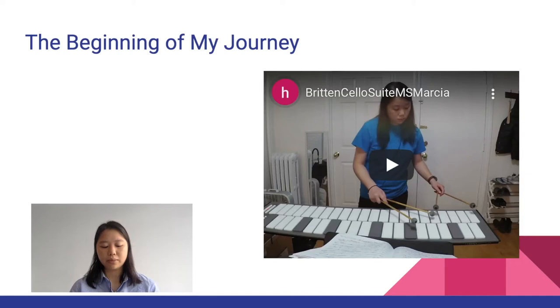The next excerpt is taken from the fourth movement, Marcha, with constant shifts between Tibetan singing bowls and marimba patches. I used a physical score back then and used my Bluetooth pedal to change patches.